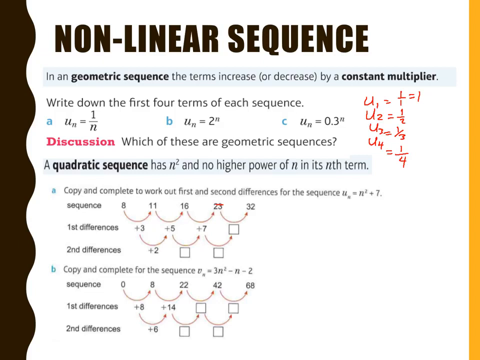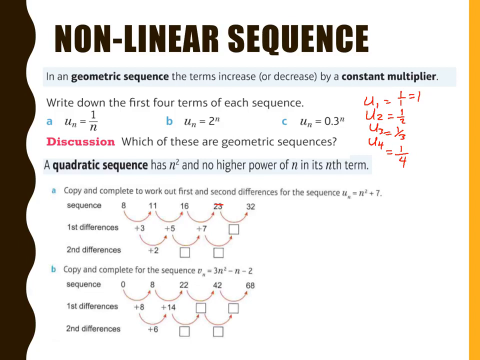You would find out the first difference. Remember, with the arithmetic example, the first difference was the common one because it had the same common difference. But in the quadratic sequence, you have to do two differences. So the first one will be 8 plus 3 is 11, 11 plus 5 is 16, plus 7 is 23, 23 plus what? It gives you 32. You're doing 32 minus 23 to get your answer.